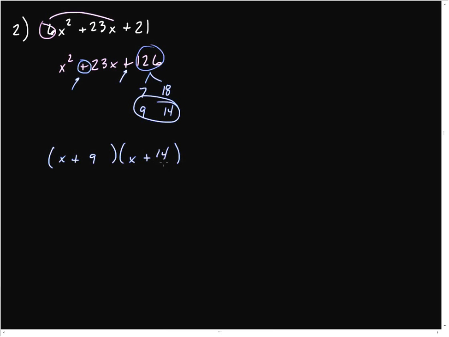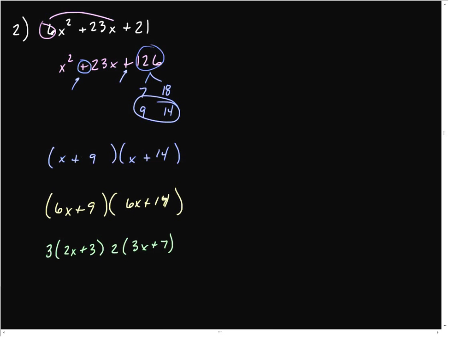Step 3, I come in, I put the 6 back in, and so 6x plus 9, 6x plus 14. I now factor out the greatest common factor of both factors. So I bring out a 3 from here, and I get 2x plus 3. I can bring out a 2 from here, and I get 3x plus 7. And eliminate, as the final step, these two, and those are my factors. One factor is 2x plus 3. One is 3x plus 7.